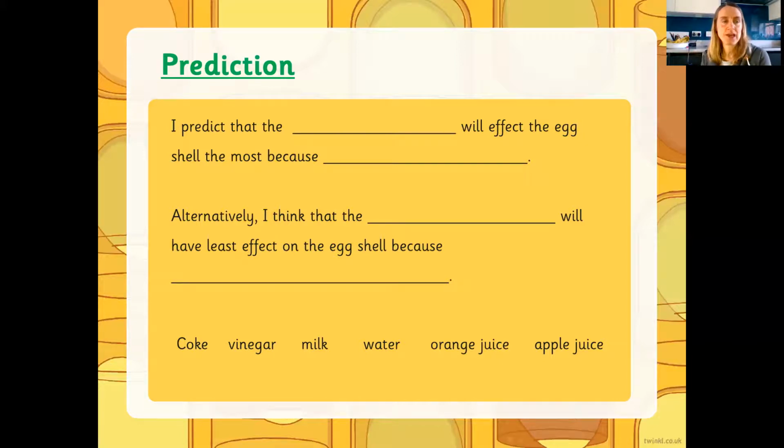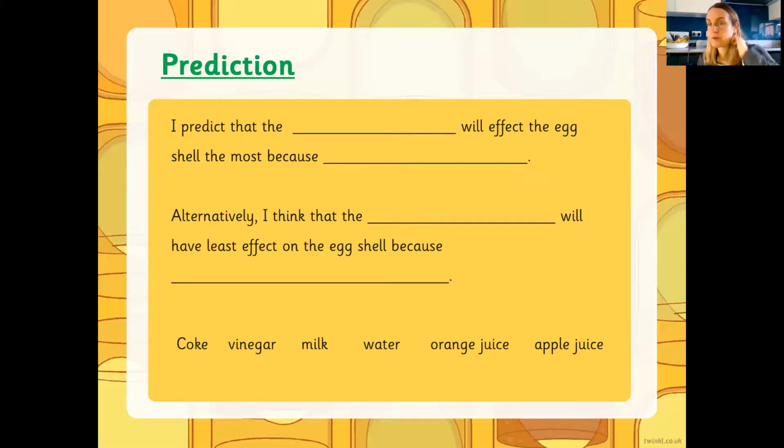That's just an example. And then you will say, alternatively, I think that, and let's just say you think vinegar, I think the vinegar will have least effect on the eggshell because, and you might say, because it doesn't have much sugar in it, okay? If that's what you think. I'm not giving anything away with what I'm saying because your prediction is what you think, okay?